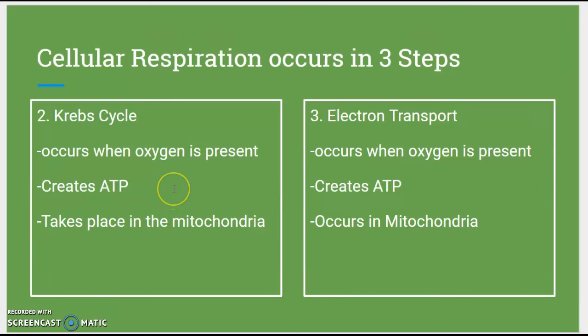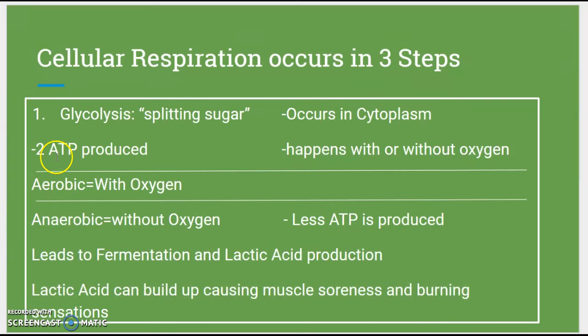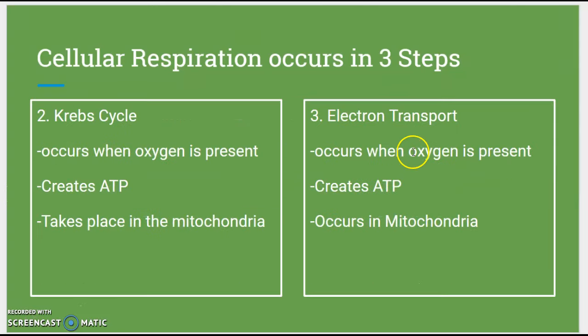The second part of cellular respiration is the Krebs cycle. So this occurs when oxygen is present. So here, if oxygen is present, it undergoes glycolysis and goes through aerobic respiration. So these 2 steps go with aerobic respiration. Okay, so we have the Krebs cycle, which also creates ATP and takes place in the mitochondria. And we have the electron transport chain, which is the 3rd step of aerobic respiration. And remember, that's when oxygen is present. This also creates ATP, and it occurs in the mitochondria.